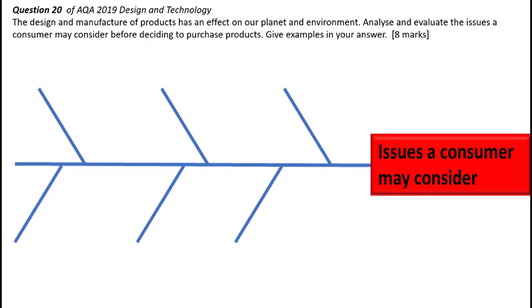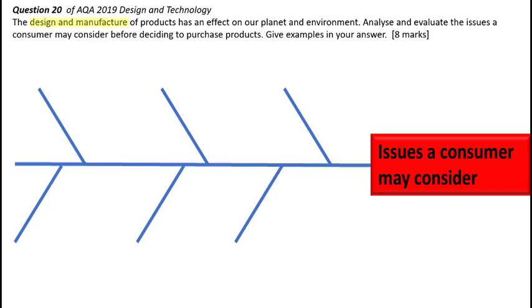but you'll see how it works. So the question is, the design and manufacture of products has an effect on our planet and our environment. Analyse and evaluate the issues a consumer may consider before deciding to purchase products. Give examples in your answers. Now that's quite clear, but to make sure that I don't forget it when I'm feeling a little bit stressed, or if I'm trying to organise my thoughts, I'm going to use highlighting, or you could underline to get my keywords and my command words in.